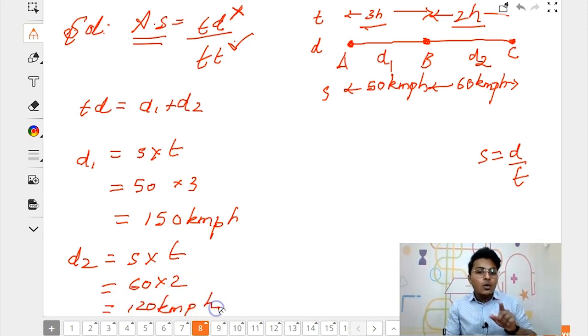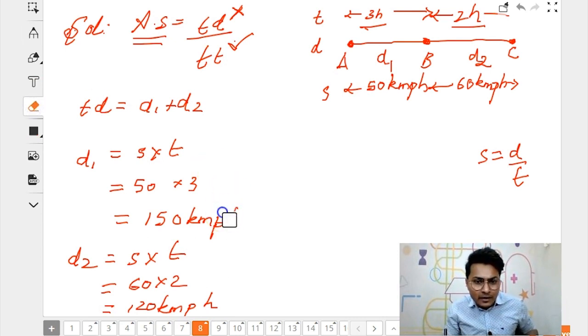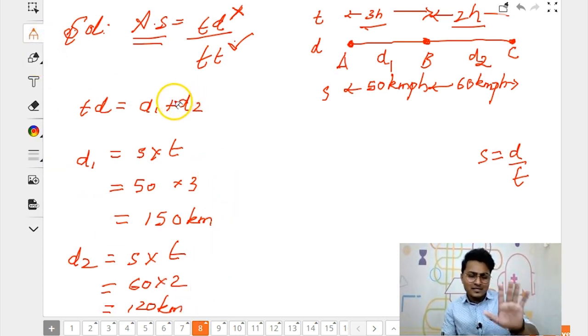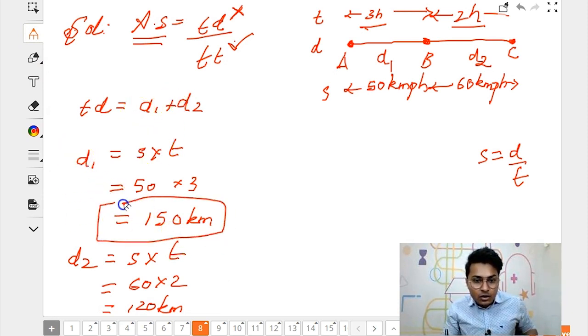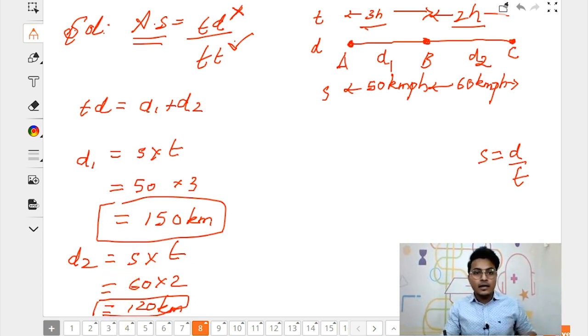Sorry, why am I writing kmph? My mistake, guys, it's kilometers only because it's distance. It should not be kmph. I'm really sorry about that. So you have got D1 here, good job, and you have also got D2 here. Amazing. Now let's put both these values into the equation to find the total distance.